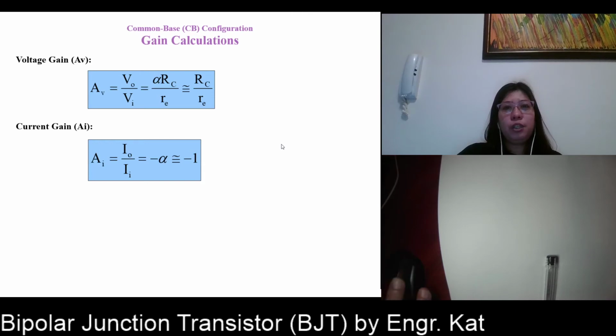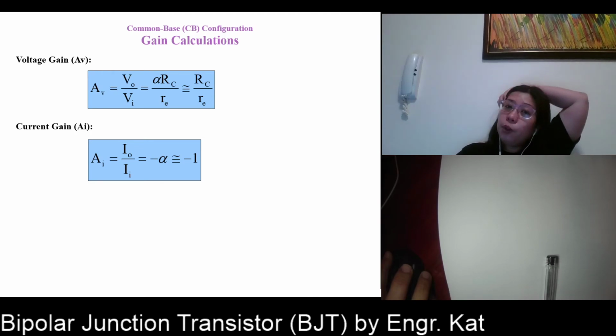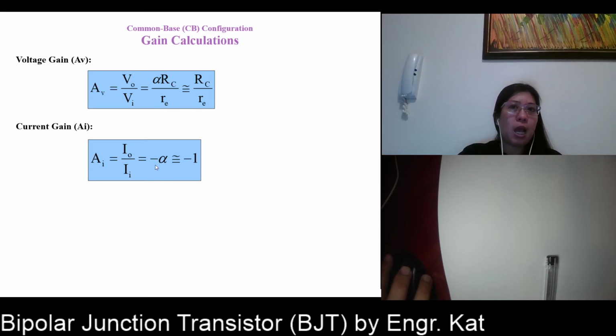So for the voltage gain, this is approximately equal to RC over RE. The only difference is the negative sign. Okay, so the absence of the negative sign here means that we have no phase reversal. And of course, the current gain is approximately equal to -1 or negative alpha. There is a phase reversal between the output current and the input current.